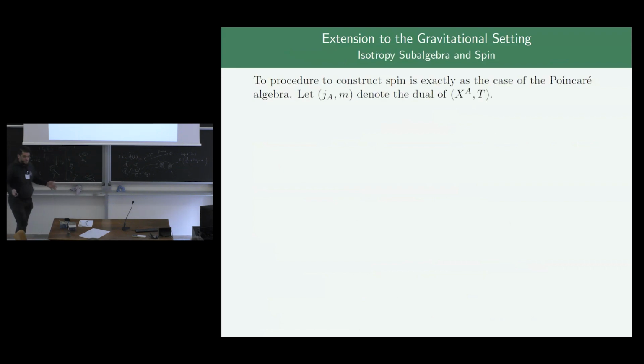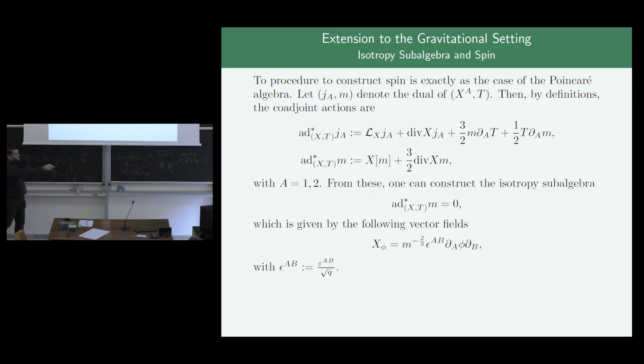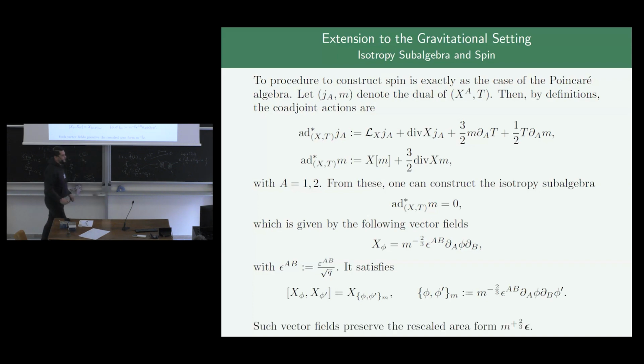The procedure is, as I just explained for the case of Poincare, we take a dual and construct the coadjoint actions just from the definitions that I gave you. This is just an integration by parts. Then we need to solve this equation to construct the isotropy subalgebra. It turns out to be this type of vector fields in the diffeomorphisms, which preserve a rescaled form. First of all, they satisfy these relations. You see that the usual bracket on the sphere, on functions on the sphere, is just rescaled by a factor of M. Such vector fields preserve the area form, which is rescaled. So the isotropy subalgebra is the part of the diffeomorphisms that preserves that rescaled area form.